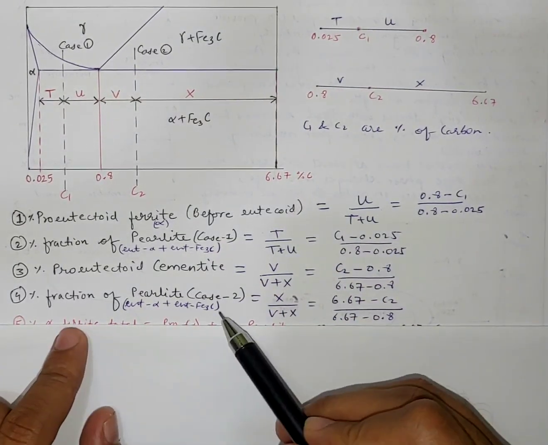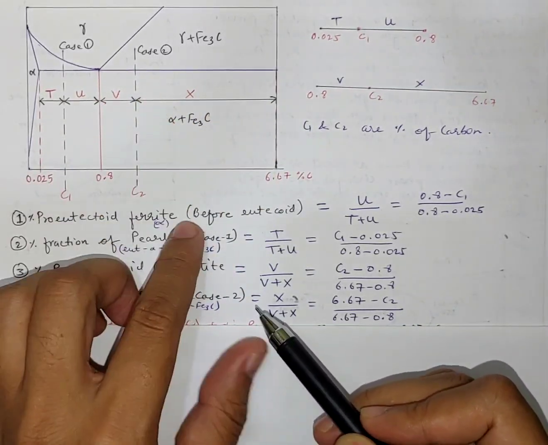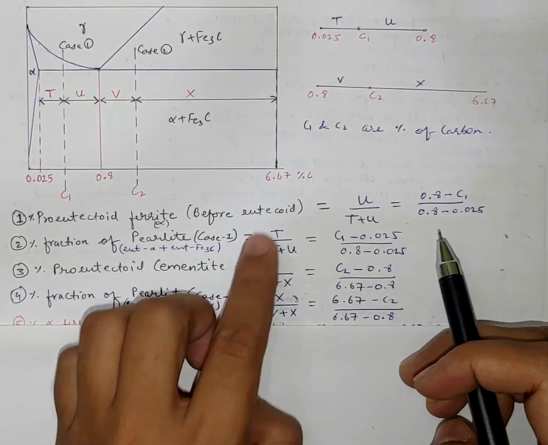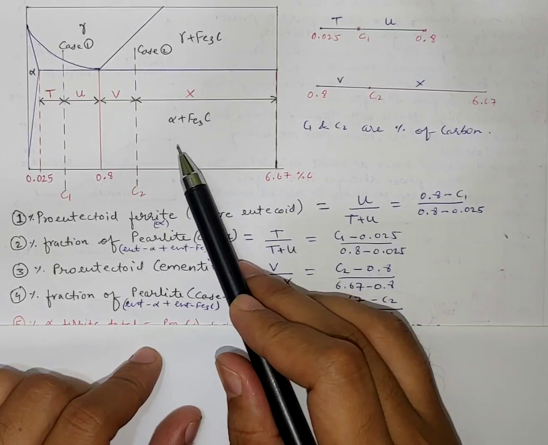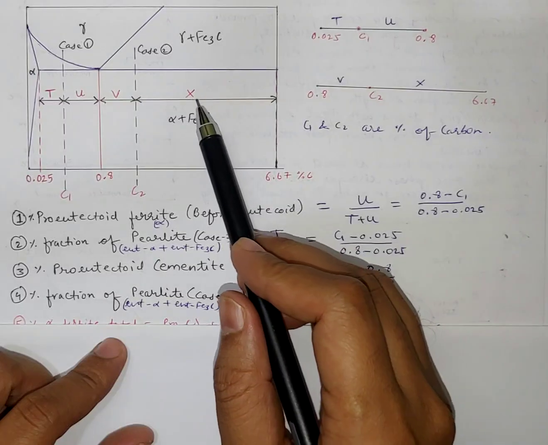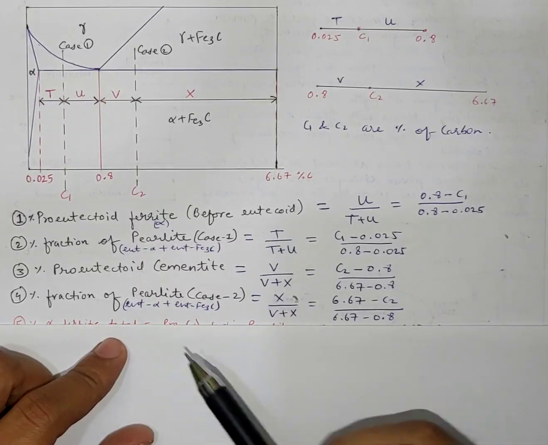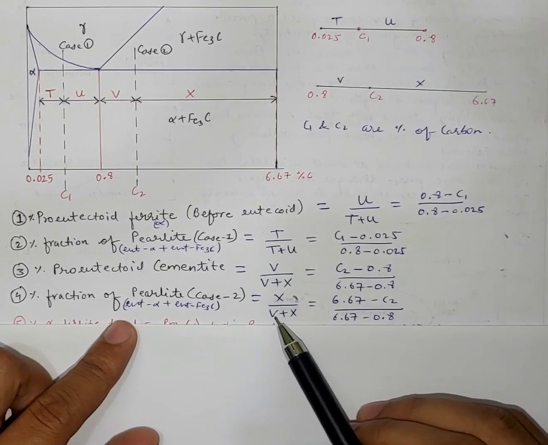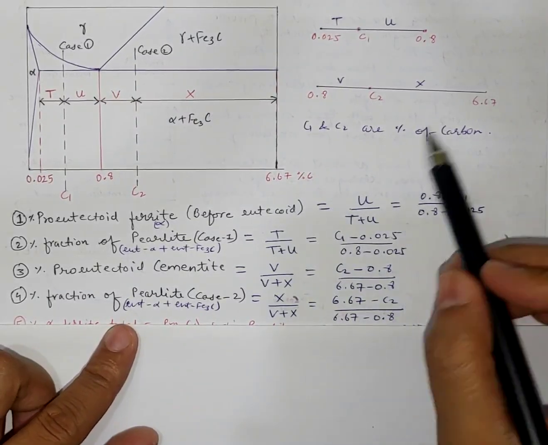Similarly, the percentage fraction of pearlite. Pearlite is on this side of the line with cementite. On this side it is pure cementite. On this side of this 6.67 line, it is a mixture of pearlite plus proeutectoid cementite. So for pearlite composition, the more the x, the more the pearlite will be, because if x is more, C2 will be closer to this eutectoid line. So the percentage fraction of pearlite will be x upon v plus x. So x is 6.67 minus C2 divided by the total length.